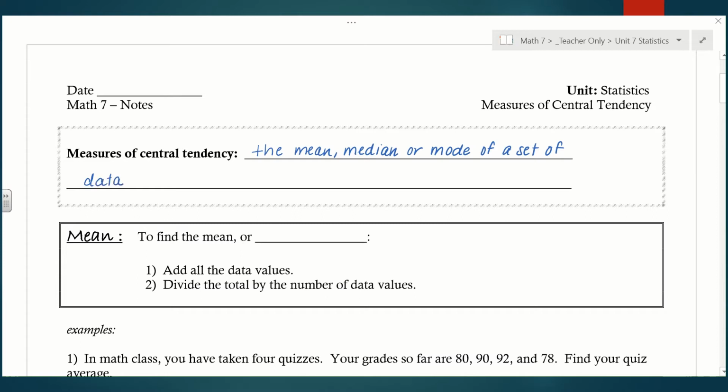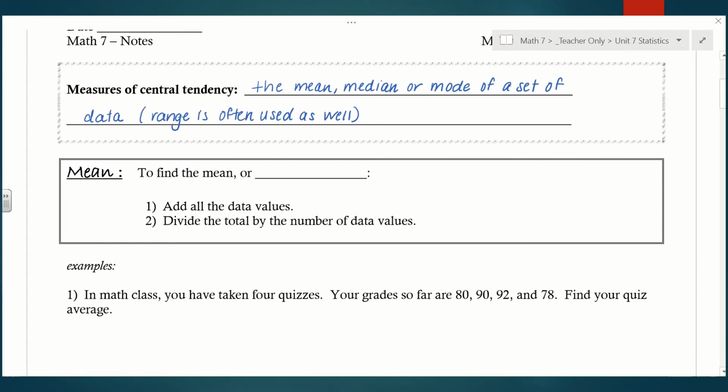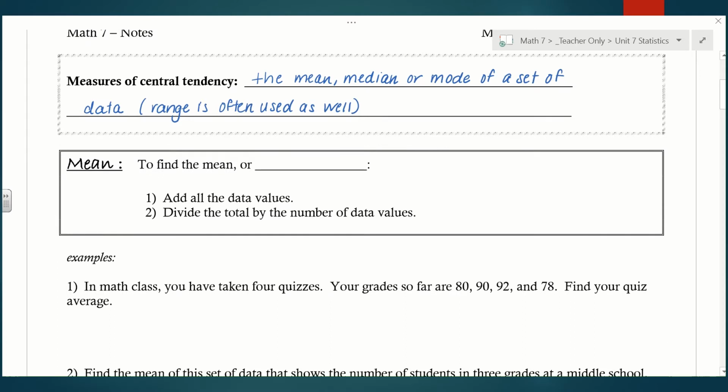And I'm going to make a note here too. One of the things you probably talked about in sixth grade is the range. And the range is often used as well. So even though it's not considered one of the measures of central tendency, we usually do talk about it as being part of that.